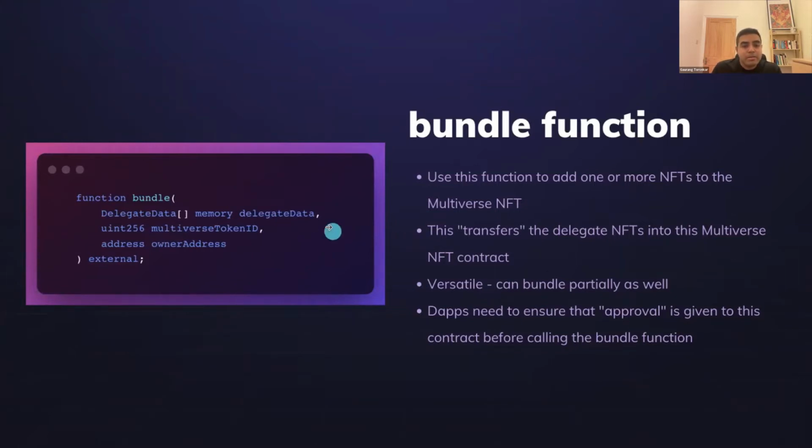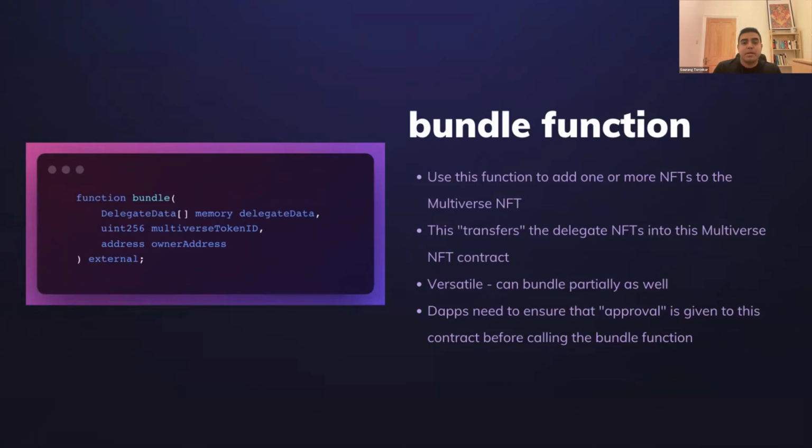So this bundle function takes an array of the delegate data struct. It takes the multiverse token ID, so essentially, it makes sure that these delegates are going to the actual intended multiverse NFT. And it also takes an owner address. This is obviously an external function, and it will transfer the NFTs from the metaverses to this multiverse NFT.